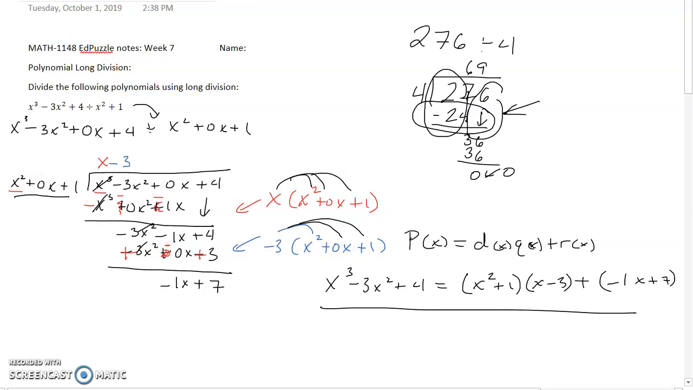Now you might be asking what the purpose of this is. We really care about this quotient right here because this quotient is going to help us find oblique asymptotes. And if we have oblique asymptotes, we're going to use long division to find those.